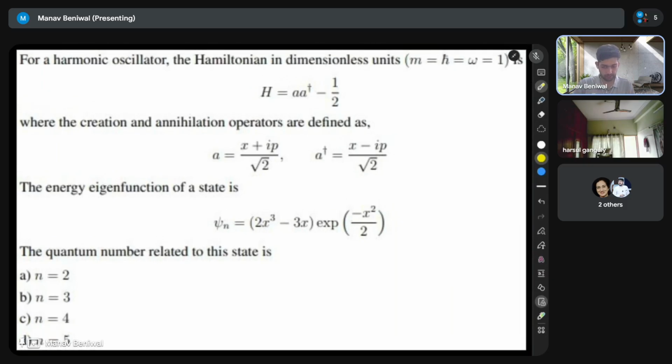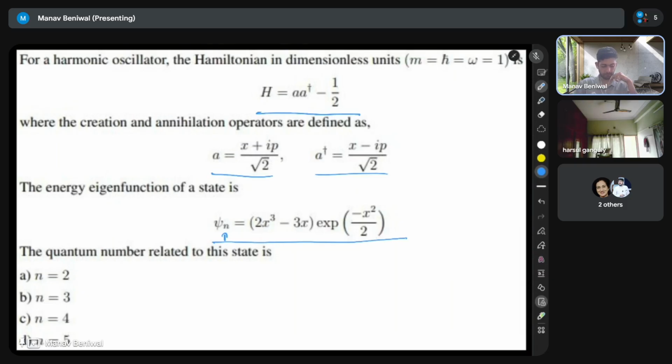Now here we are given a harmonic oscillator, and the Hamiltonian in dimensionless units is written as this. So H is a dagger a minus half, and the operators are defined as this. So this is a and this is a dagger, and then we are asked that the energy eigenfunction of a state is this. So we are given an eigenfunction, and we are asked what is this n. You see that here we have a small n, and the question asks what will be this n.